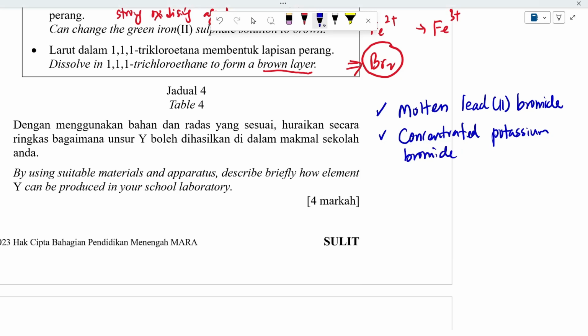Bromide solution. Okay. What else? Like copper(II) bromide, can or not? Also can. Okay. But it must be concentrated. Or you can include the value, like say 2 mol per cubic decimeter, like this. Is that okay? So you can choose either one. It's up to you. So 4 marks.